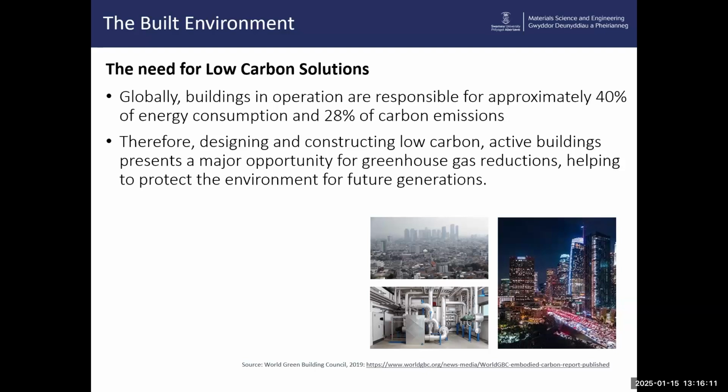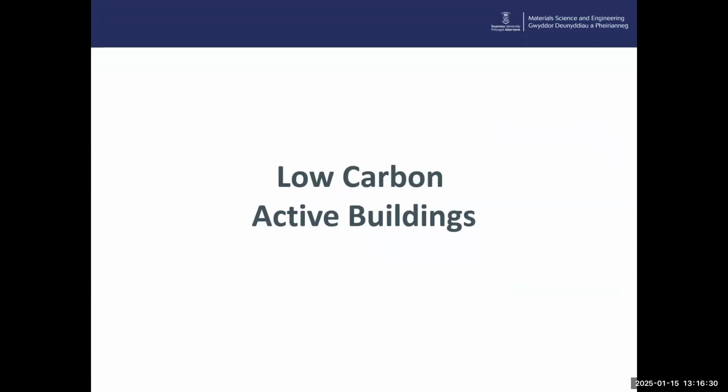If we can design and construct low carbon active buildings, this presents a major opportunity for reducing greenhouse gas emissions and carbon emissions, and helping to protect the environment for future generations. Thus, there is a need for low carbon solutions. So that brings us on to low carbon buildings.